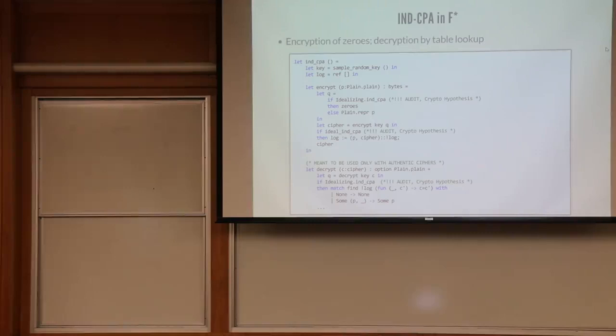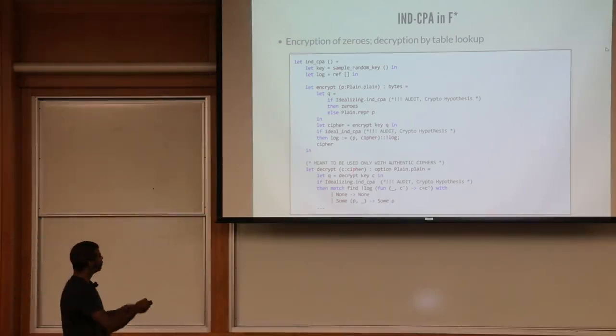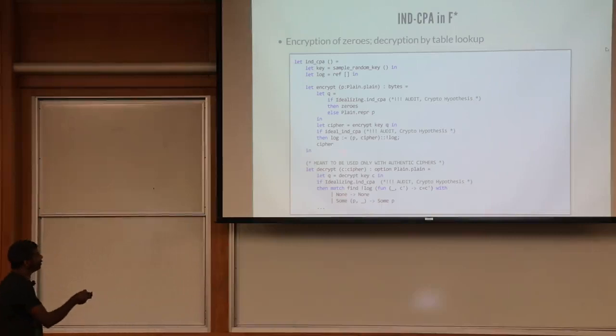Okay? Now, NCPA is actually interesting because NCPA is only one half of the encryption game. The adversary only gets encrypt. The adversary does not have decrypt in the NCPA game. But in order to actually implement a functionally correct encryption, I need a decryption half of it too. And so the decryption half of NCPA has to correct for the idealization that I did on the encryption side. So essentially, if I'm idealizing, decryption is going to search in the log to do decryption instead.